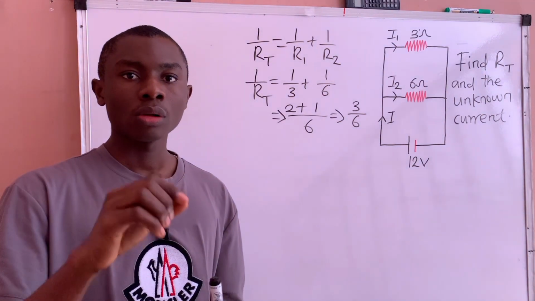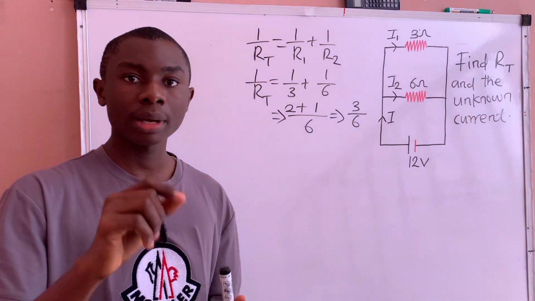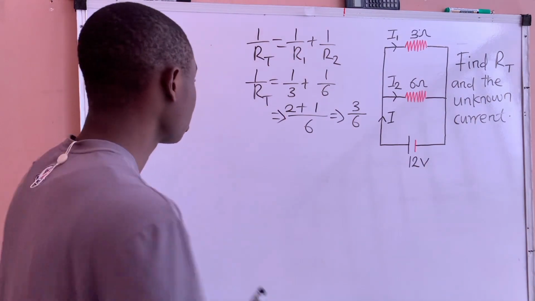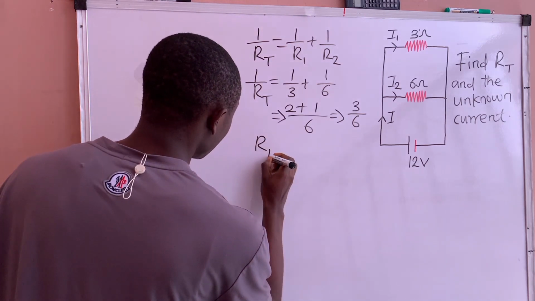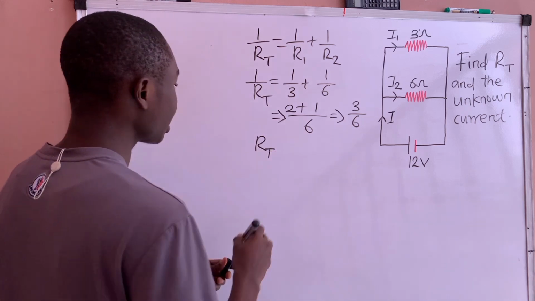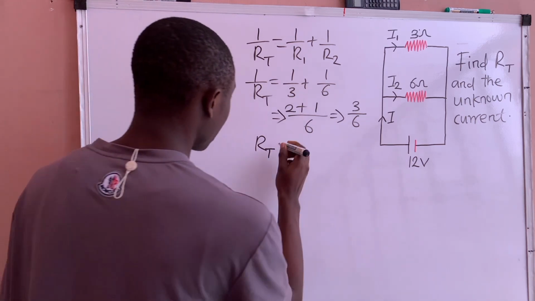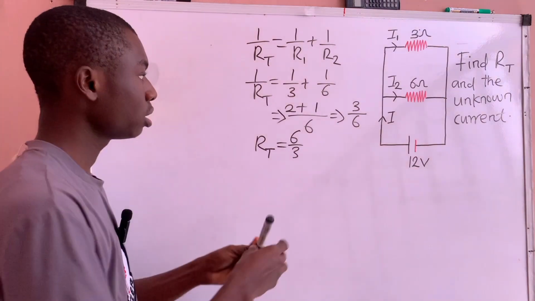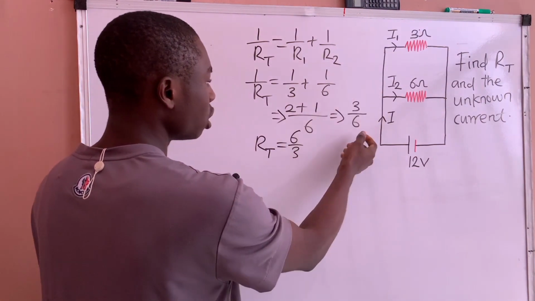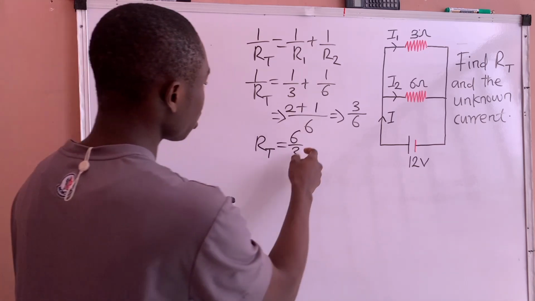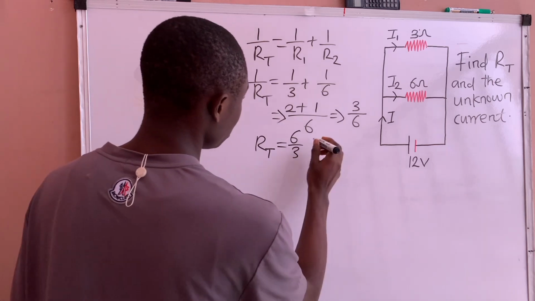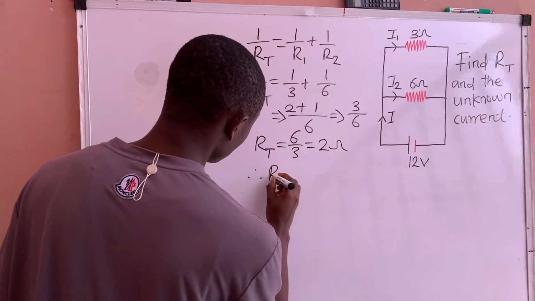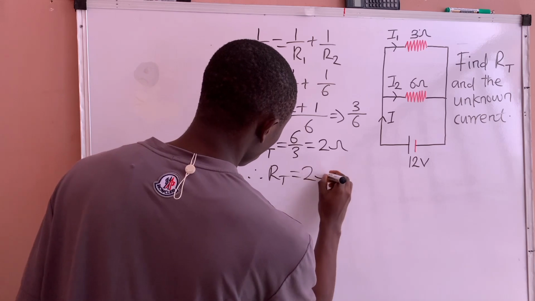Remember, to find the total resistance in a parallel circuit, always take the reciprocal of the right hand side. By taking the reciprocal, R_T will be equal to 6 divided by 3. The reciprocal means interchange the numerator and the denominator, which is what I just did here. And 3 will go into 6 two times, so it will be 2 ohms. Therefore R_T is equal to 2 ohms.